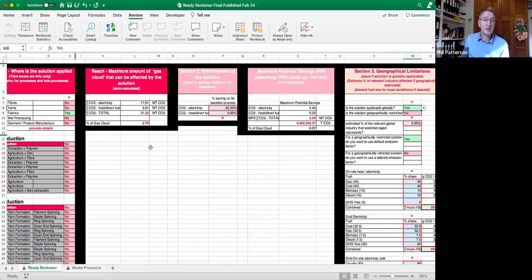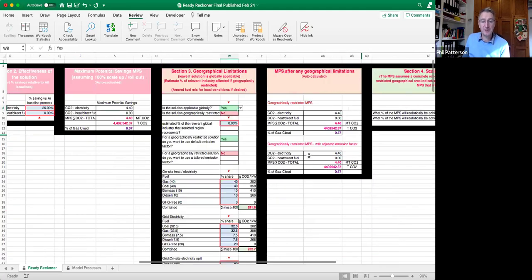So we can see that this project is affecting potentially the reach is 2.73%, which is much less than what we showed with the wet processing project, but it's still significant. 2.3% of the total emissions is still a huge amount. And then the maximum potential savings after we put in the savings for electricity are 0.57%, which is 4.4 megatons.